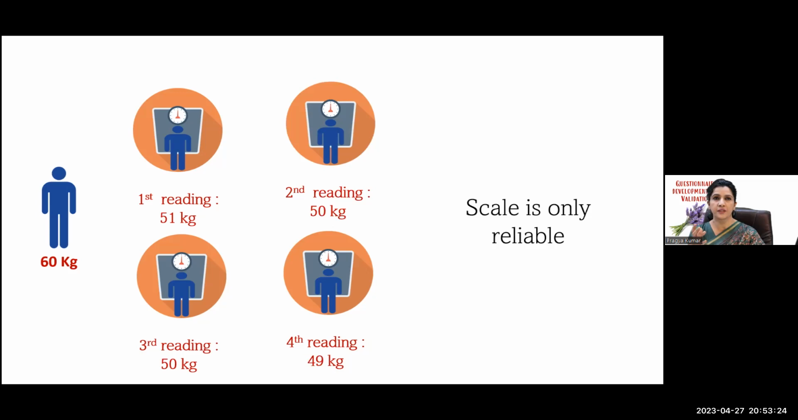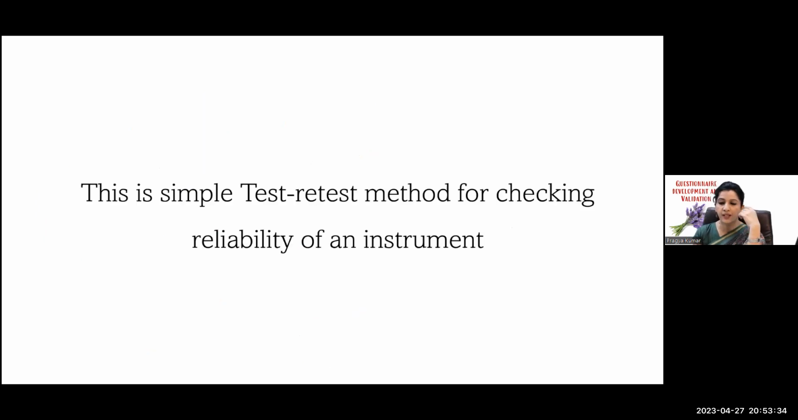And here, if the actual weight is 60, but the scale is reading 51, 50, again, we will not say it is reliable, because the reliability of a scale is different in the context of the other thing. Reliability of a scale, we always define by how near it is to the true score. So the scale score, how near it is to the true score.